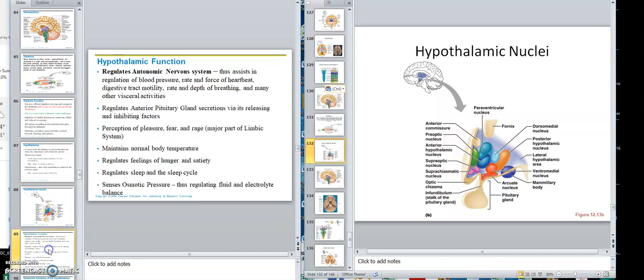Let's go further. The hypothalamus regulates the autonomic nervous system. It's the CEO of the autonomic. It regulates the anterior pituitary gland. When we talk about that, perception of pleasure, fear, body temperature, feeding, it regulates feelings of hunger and satiety, regulates sleep and wake, osmotic pressure. That hypothalamus does a lot of stuff. Now, it's not protected by the blood-brain barrier. Why? Because that area needs to be able to sense what's in the blood to regulate.